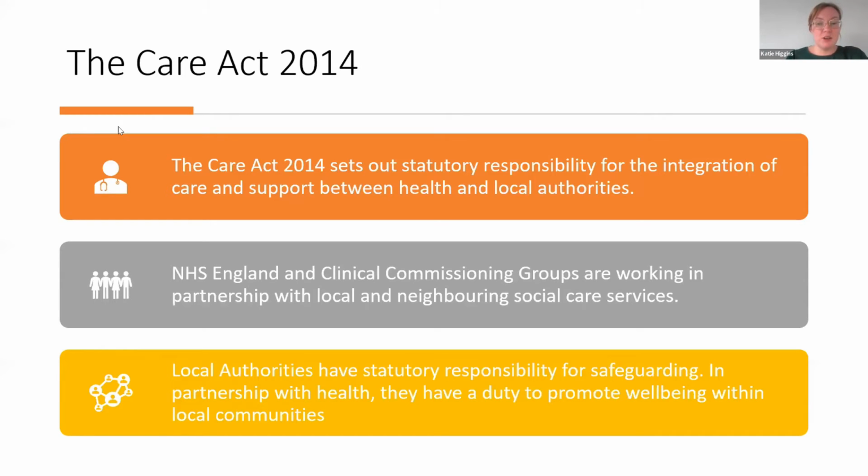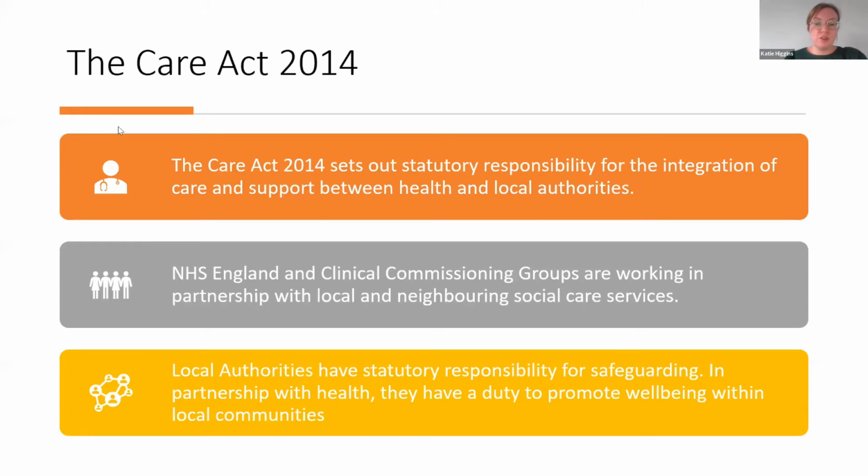NHS England and clinical commissioning groups are working in partnership with local neighbourhood social care services. So again, it differs from where you work and where you are in the country. Different areas have different models that they utilise. So you may have a neighbourhood model where you have social care within health. You may have enhanced care teams that work very closely with social care for vulnerable adults. You may have primary care networks that work quite closely with social care to help serve the communities that we look after, those integrated care systems.